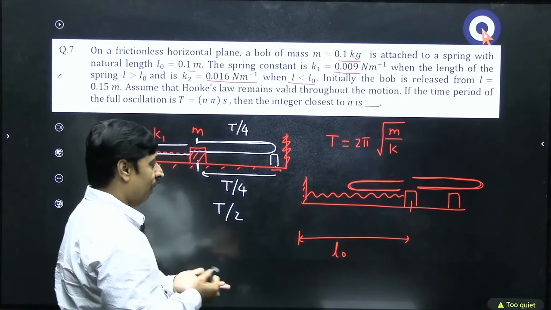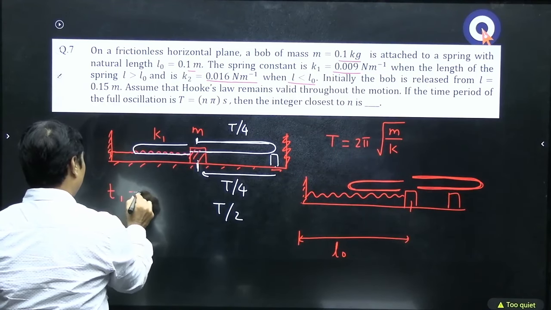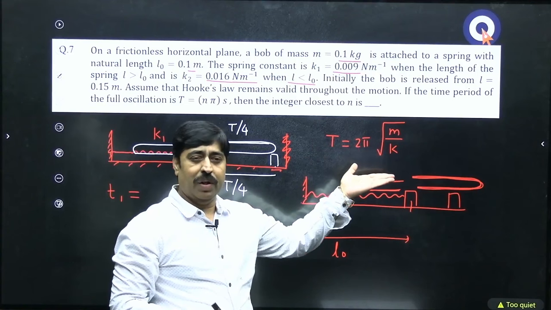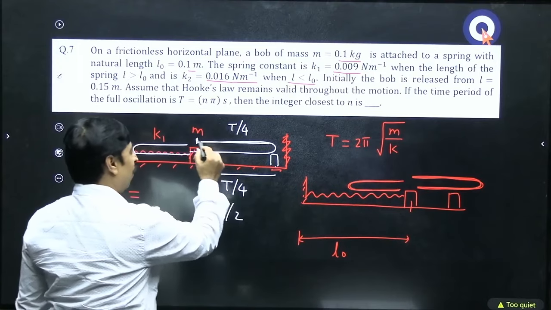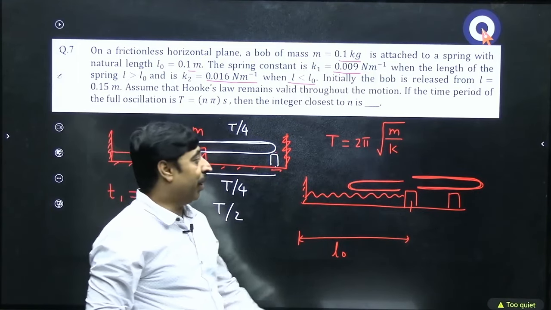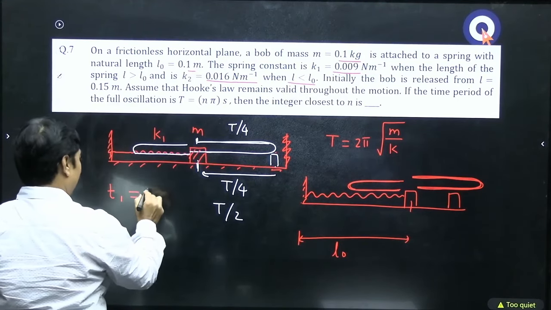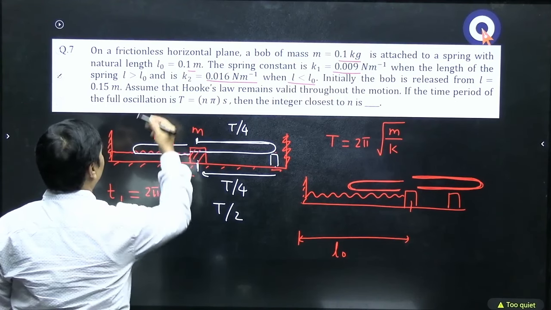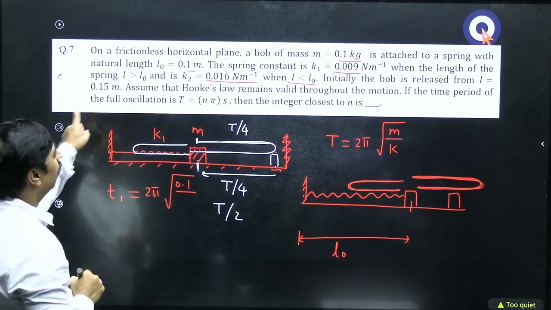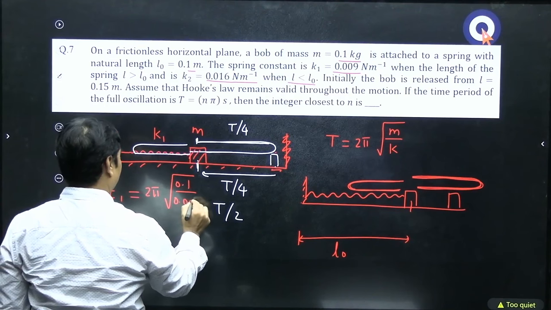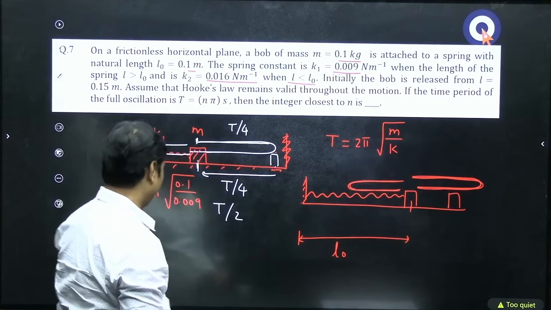So, what is the total time period? Very simple. During this part of the journey, the time that the block will consume is half of the time period. The standard formula of time period is this, half of this, T by 4 for this part, T by 4 for this part. And we have to be careful that the value of K that we should be taking is K1. So, we will write time period is 2 pi under root M, M is 0.1 kg and K1 is 0.009. And then for the remaining half, for this part of the journey, we will again apply the same formula.